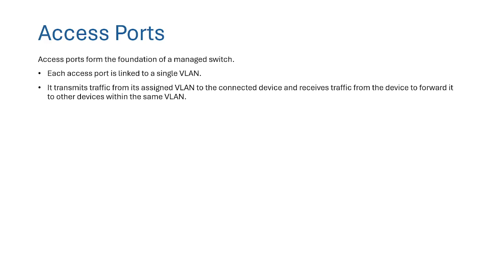There are two types of switches: managed switches and unmanaged switches. Basically, we do all the configurations on the managed switch in the network. You have unmanaged switches also, but this course is mainly focused on the managed switch. So each access port is linked to a single VLAN only.